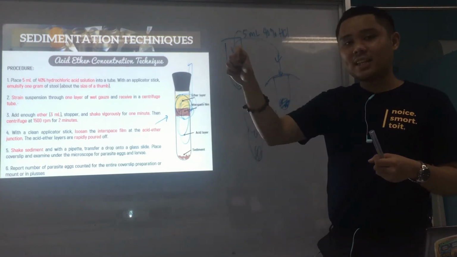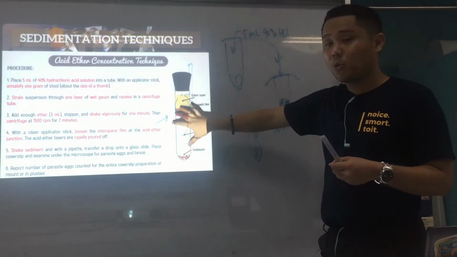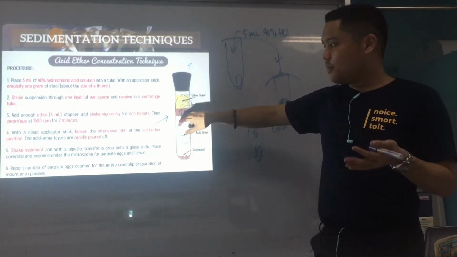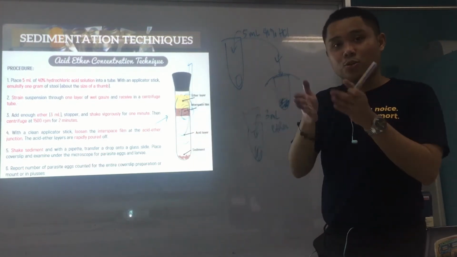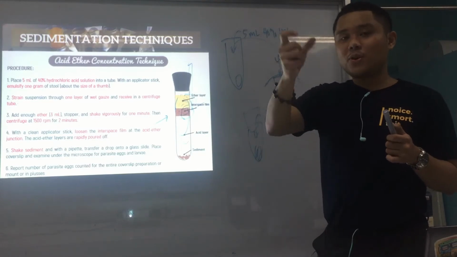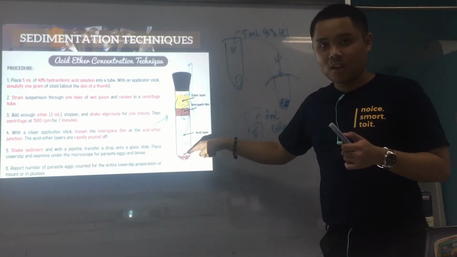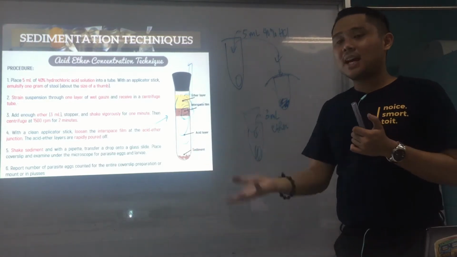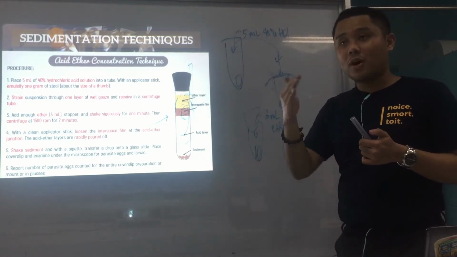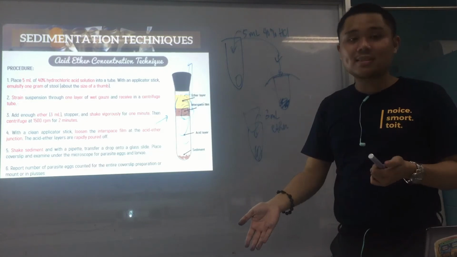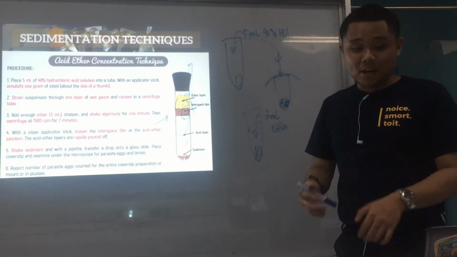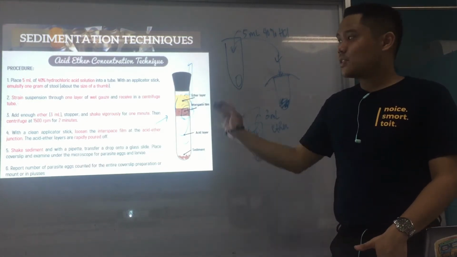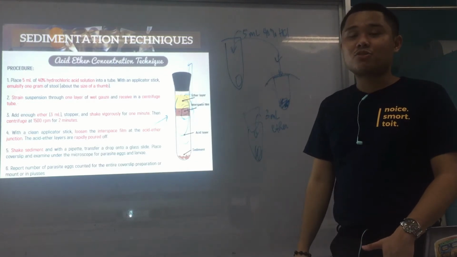Then we shake the tube a little because there could be some fluid that remains at the side of the tube after you decant. The fluid resuspends the sediment, so you mix, and then you get 1 drop of the sediment, put it on a glass slide with a cover slip, and examine under the microscope. So that's the acid ether concentration technique.